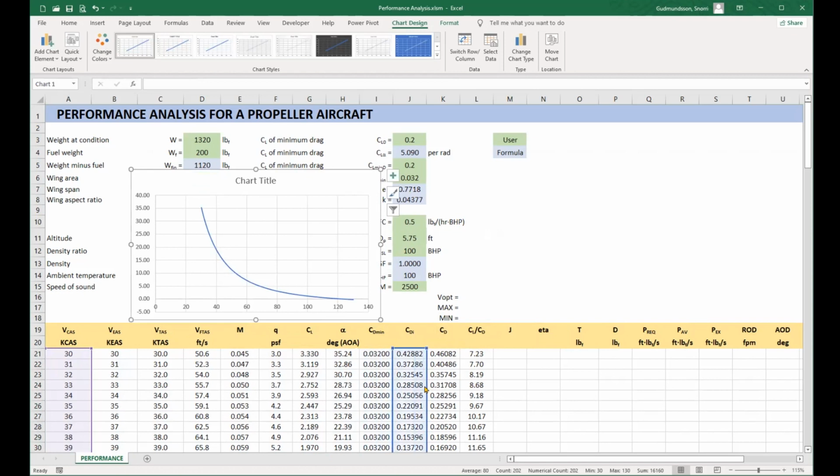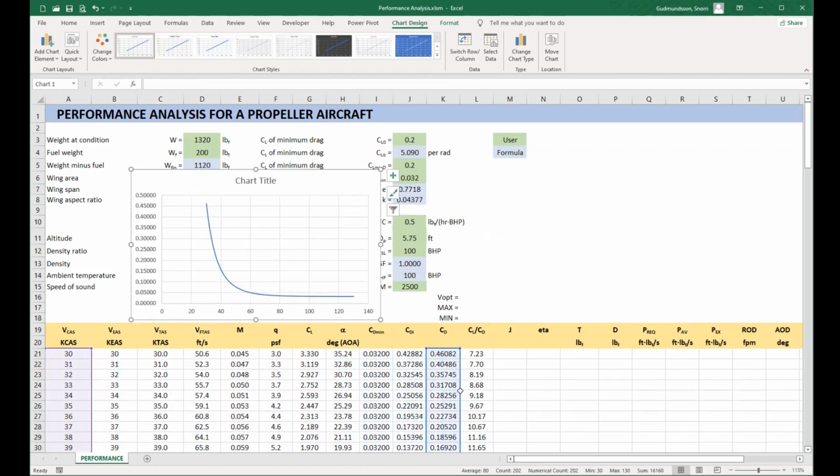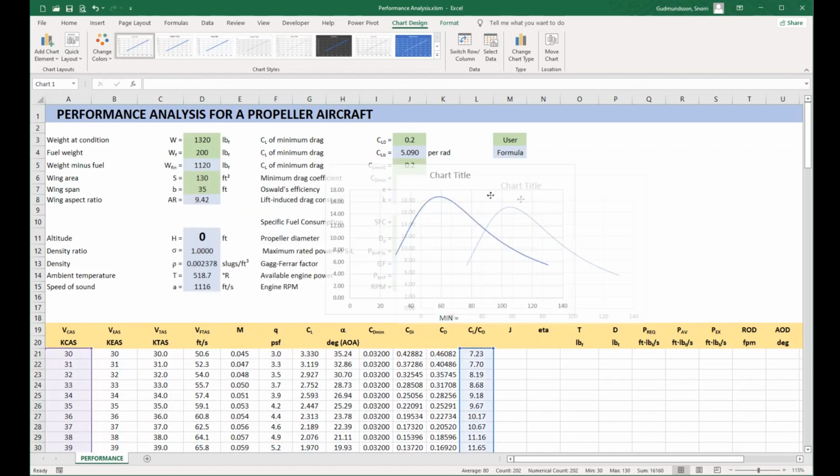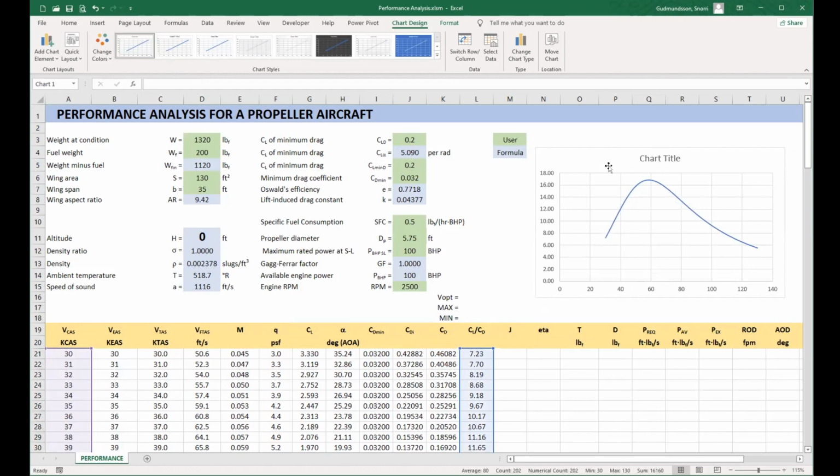And this is how the drag coefficient behaves, a similar shape as that of the lift coefficient. However, when we plot the lift to drag ratio, we see something very interesting. There is a distinct maximum value. The airspeed associated with this maximum is of great importance to the operation of the aircraft.